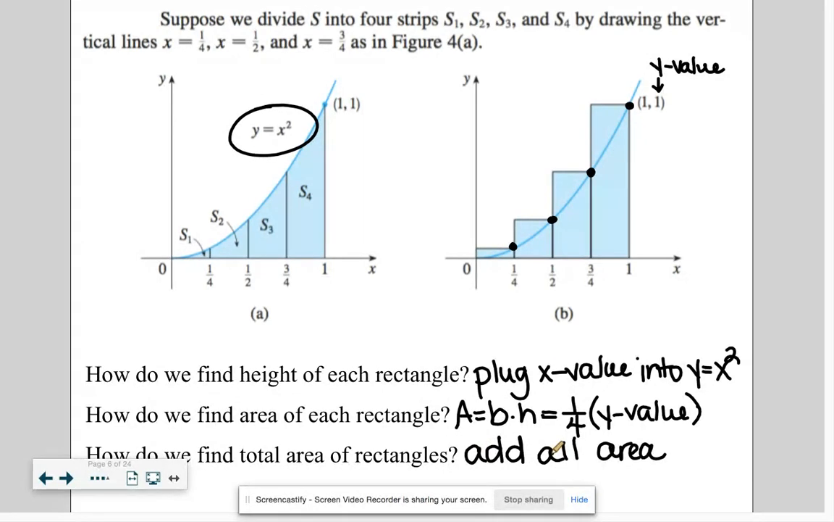And that is essentially the process, guys. You're going to find the height of each rectangle. You're then going to find the area of each rectangle, and then you're going to add them all up to get a total area. And this technique is an estimation, okay? This is an estimation of an area for a non-traditional shape.